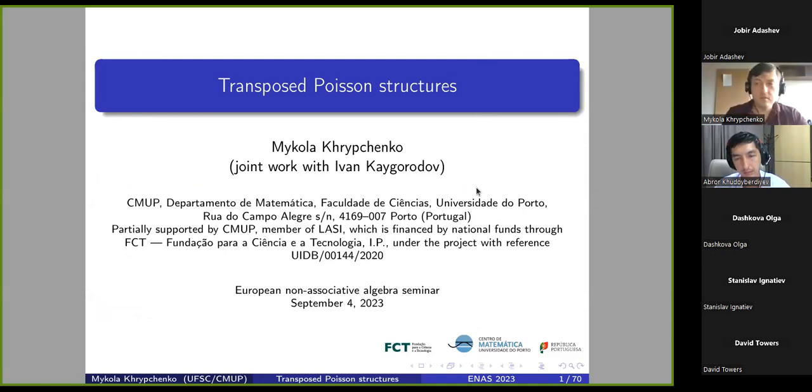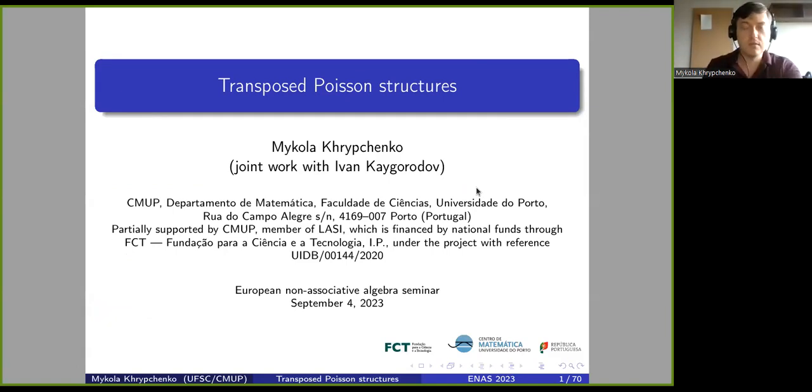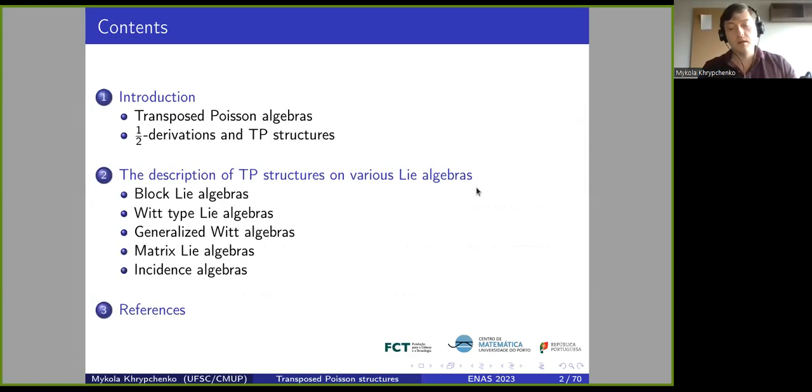Well, the talk is based on 5 papers joint with Ivan. 3 of them were published this year and 2 of them are submitted. All of them are about description of transposed Poisson structures on some class of Lie algebras. So I start with some general facts, some classes of transposed Poisson structures that you can define on an arbitrary Lie algebra. And then I move on to some concrete classes of Lie algebras and description of TP structures on such classes of Lie algebras.